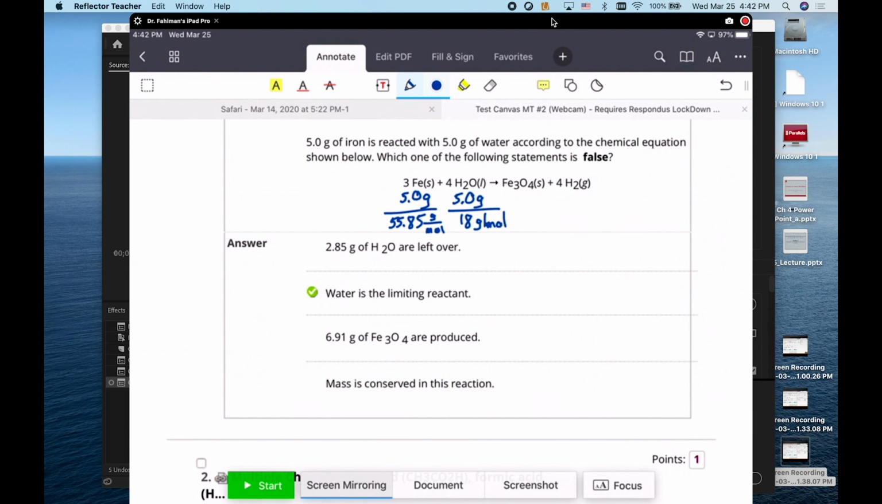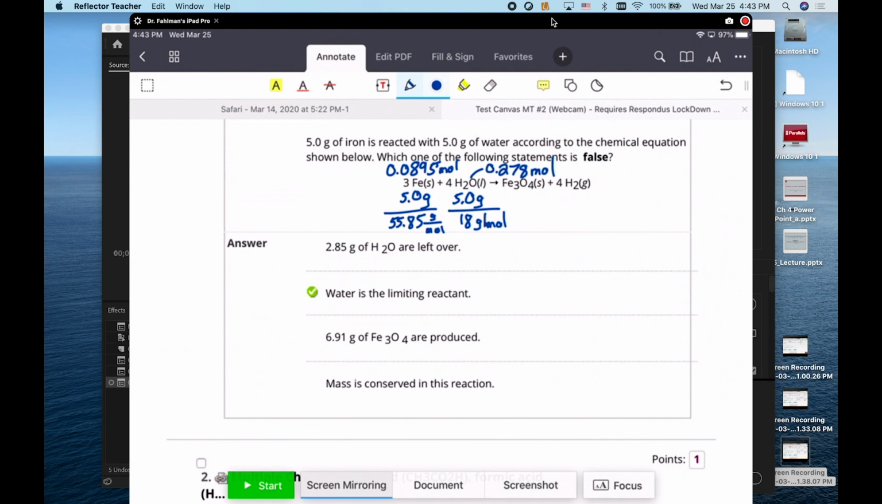Okay, let's see. 5 divided by 55.85 is 0.0895 moles for iron, and for water, 5 divided by 18 is 0.278 moles. I guess too many sig figs, but whatever.